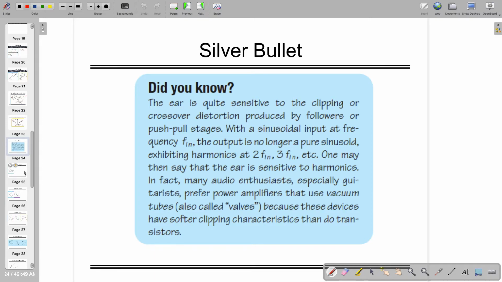So there is one silver bullet taken from the book. The ear is quite sensitive to the clipping of crossover distortion produced by followers of the push-pull stages. Generally, with a sinusoidal input at frequency f in, it's not purely sinusoidal, but it has certain harmonics at 2f in, 3f in, and so on. Our ear is very sensitive to those harmonics. In fact, many enthusiasts, specifically guitarists, prefer the older technology of vacuum tubes, also known as valves, from which power amplifiers used to be made. They have a softer clipping characteristic than transistors have. This is for your information.